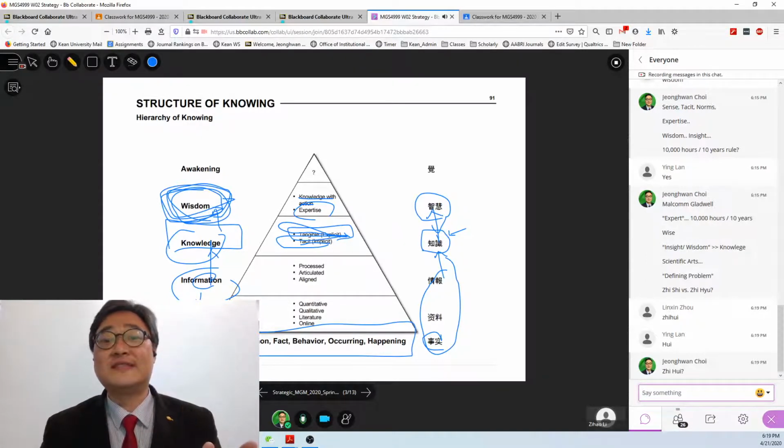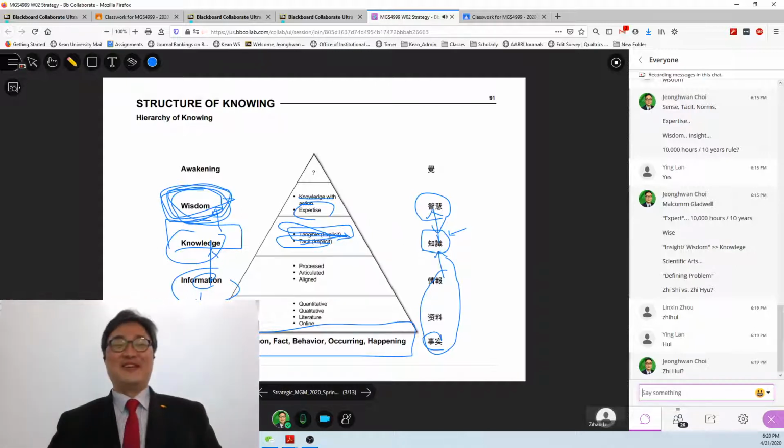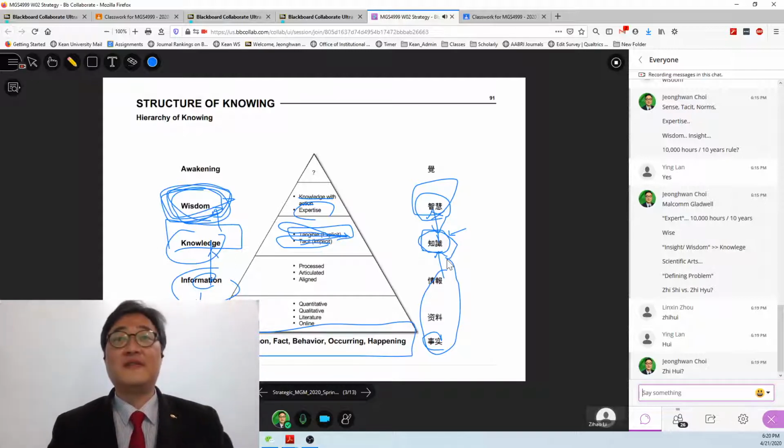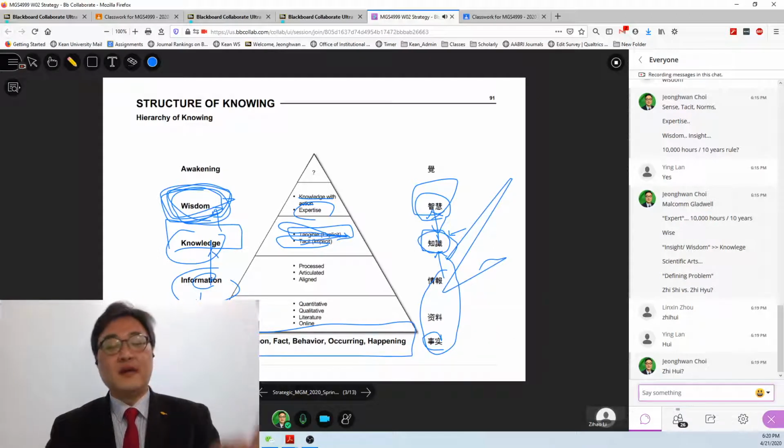What is the difference? A wise person and a knowledgeable person. Think about it. So you know that there is a difference, and we use different characters. So what is the difference of these two? Maybe you need to think by yourself.